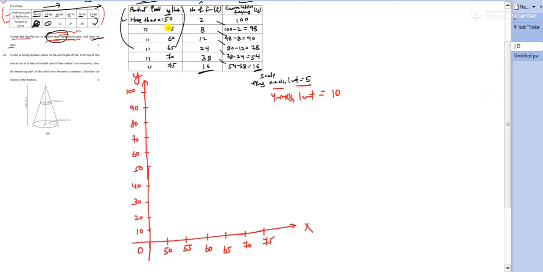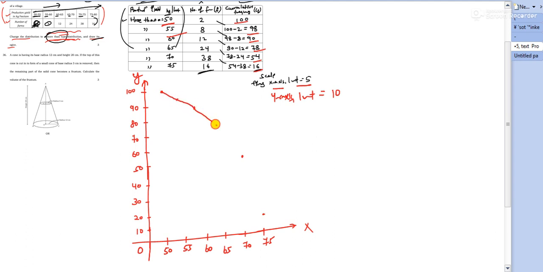So this is very important. Now just mark. For 50 it is 100. So for 50 it will be 100. So mark it here. Now for 55, 98. So 55 it will come somewhere near here. Next 60, 90. It will come somewhere over here. Next 65 is 78, like this. Next, 70 it is 54. Next, 75 it is 16. It will come somewhere like this.